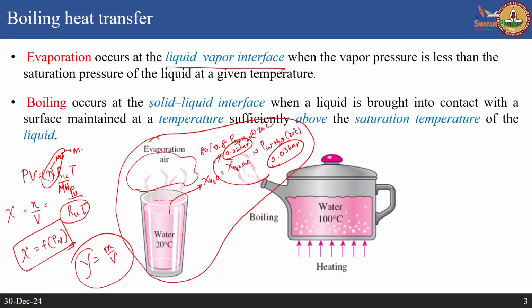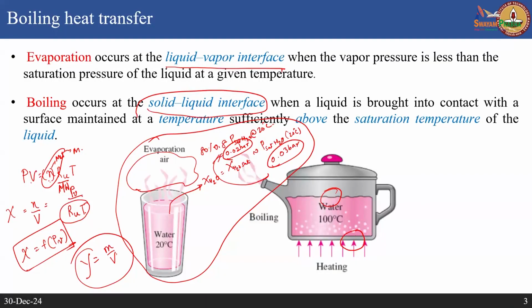Now, as far as boiling is concerned, it happens not just at the liquid-vapor interface but at the solid-liquid interface. So as I told you, you have a container of water. Boiling is something you observe where you supply heat to the surface at the interface between the heater and the liquid.